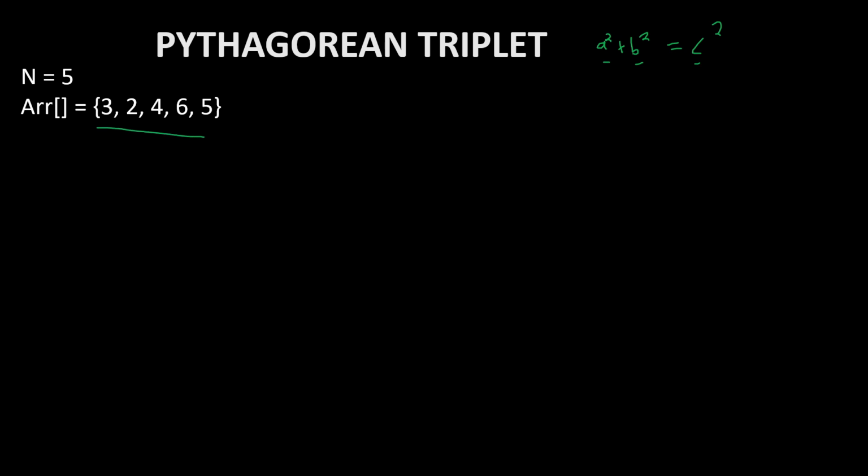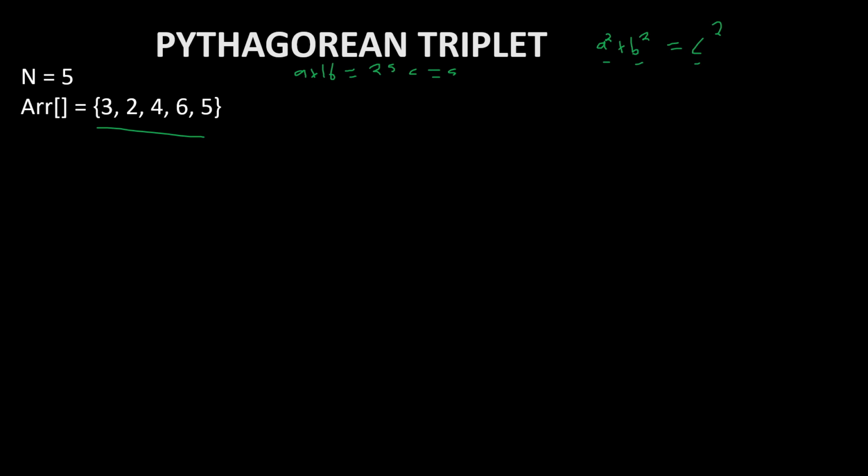Suppose for this array, 3 and 4 are the answers. So 3 square is 9 and 4 square is 16. We get 25 in total, and 25 is c square here, right? c square equal to 25. So now c will be equal to 5 in this case. As you can see, c equal to 5 is inside the array.